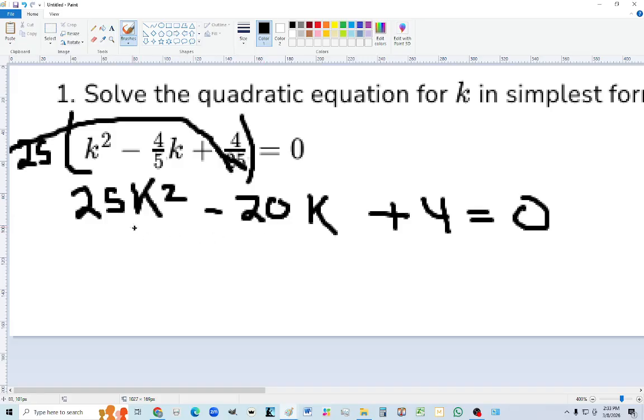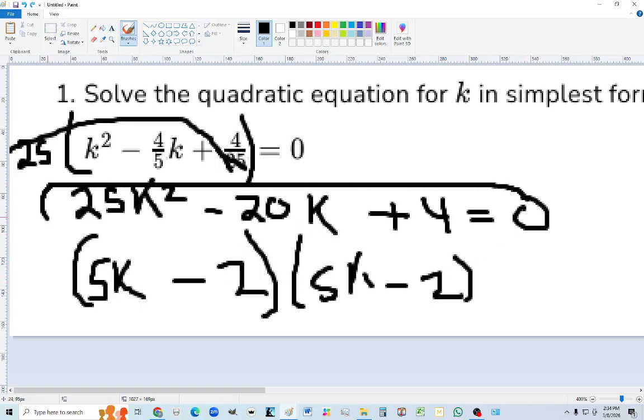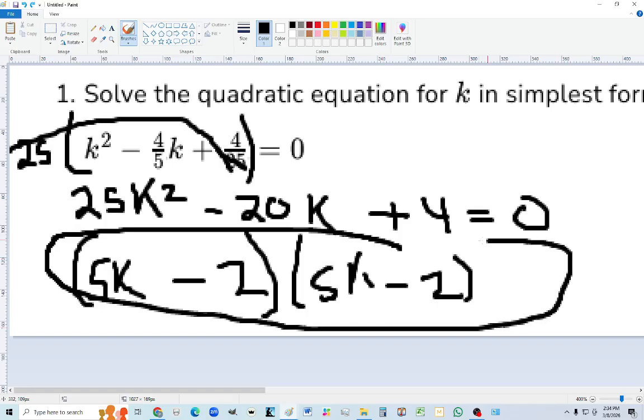If I look very carefully, this has a square root, and this has a square root. This square root is 5, okay? And because this middle term is minus, we would say minus 2, and we would see if that is a perfect square. 5k times, so if I do this, minus 20, or positive 25k squared, minus 10k, minus 10k, plus 4. So that factors out perfectly to that.